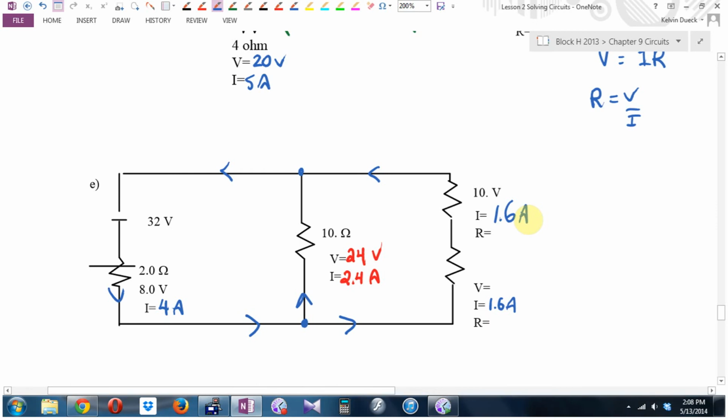That is nice. Why? Look at this top resistor. How many things do I know now? 2. Well, then I know 3 or 4. I can find the rest. Certainly I can find the resistance. The resistance is V over R. 10 divided by 1.6. Can I do that in my head? 5, 2.5, 0.1, 1.25? 6.25. Yeah, that's better. Ohms.